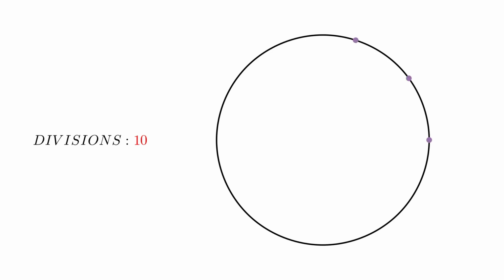Now, place these 10 points on the circle to divide it into equal segments. Then we label them, starting with 0 and ending with 9. The points continue to be labeled from 10 to 19, and so on.